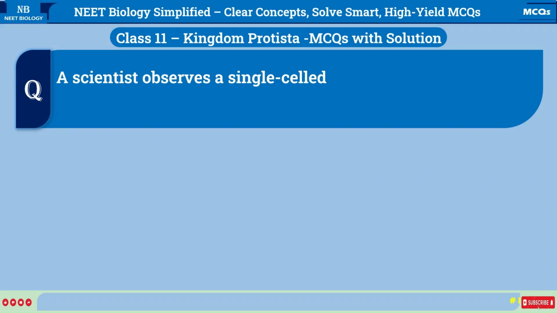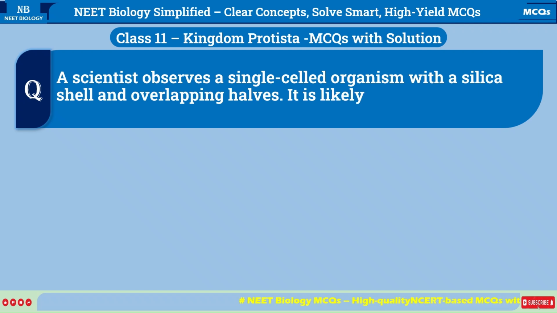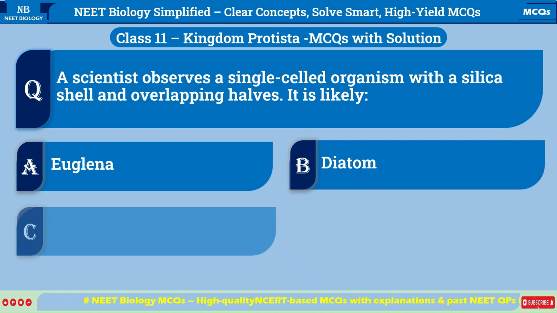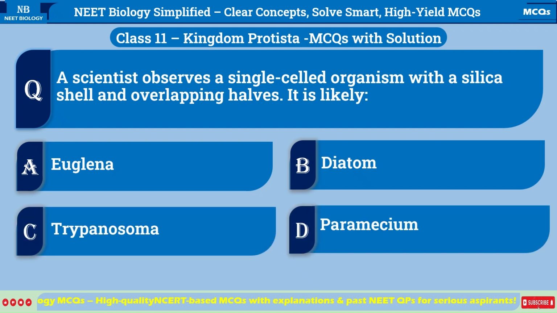A scientist observes a single-celled organism with a silica shell and overlapping halves. It is likely A. Euglena, B. Diatom, C. Trypanosoma, D. Paramecium.